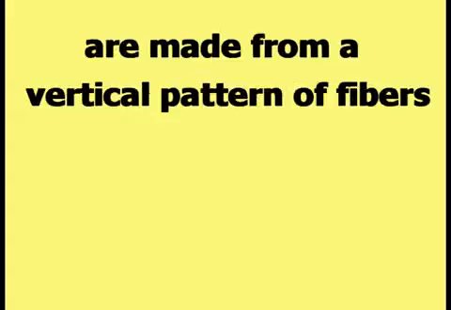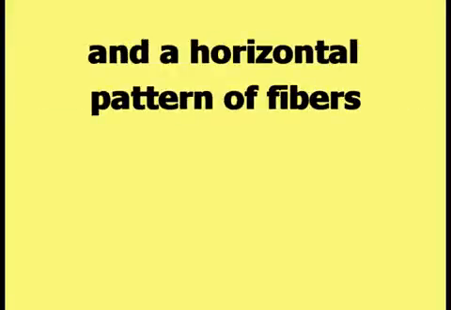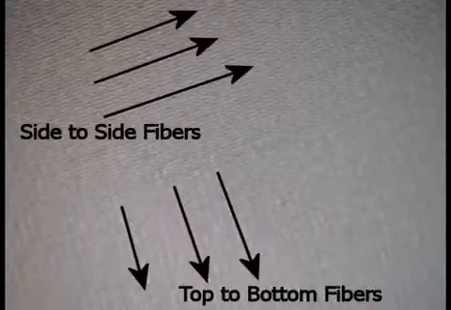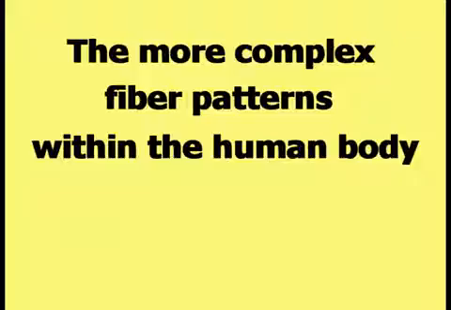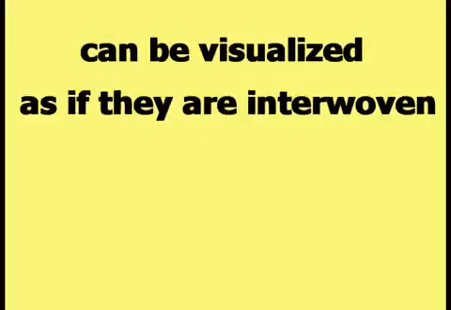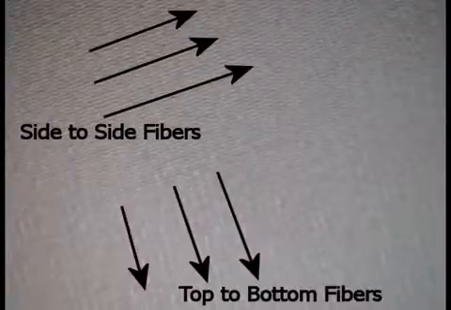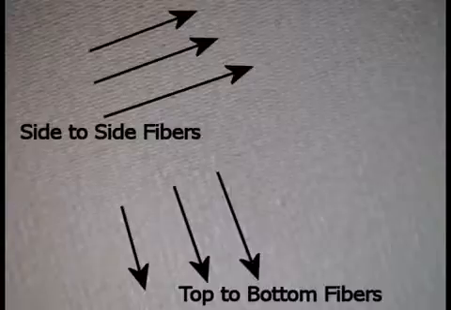Nylon pantyhose are made from a vertical pattern of fibers and a horizontal pattern of fibers that are woven together. This is a close-up picture of a pair of nylon pantyhose. The arrows in this picture highlight some of the interwoven vertical and horizontally running fibers. The more complex fiber patterns within the human body can be visualized as if they are interwoven, exactly like the simplistic vertical and horizontally running fiber patterns are interwoven in a pair of nylons.